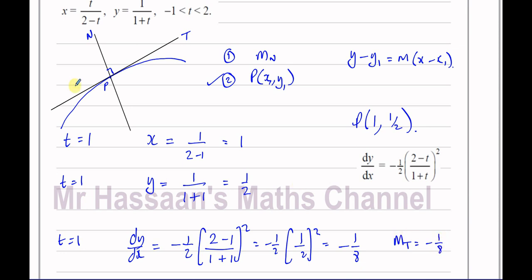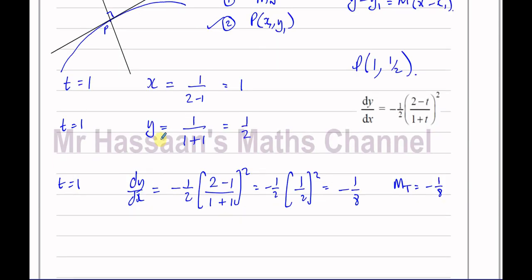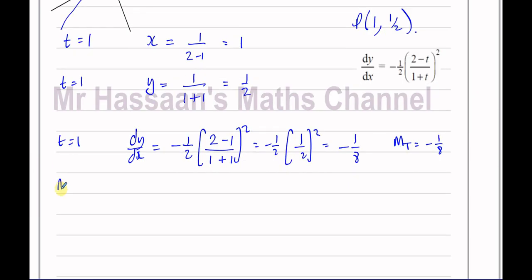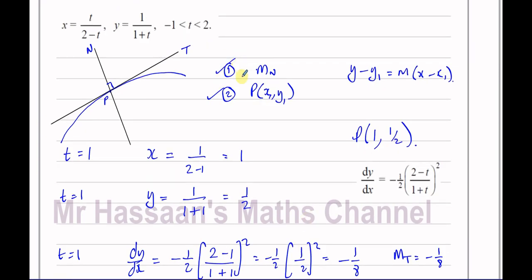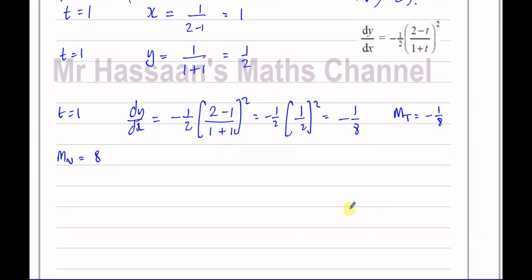And we know that the normal is perpendicular to the tangent. So the gradient of the normal is going to be the negative reciprocal of the gradient of the tangent. So if the gradient of the tangent is minus 1 over 8, for the gradient of the normal you change the sign, so it becomes positive, and you turn it upside down, so it becomes 8 over 1, which is 8. So now we have these two things. We have the gradient of the normal, and we have the point that we're going to use, which is (1, 0.5), and that's enough now for us to find the equation of the line.